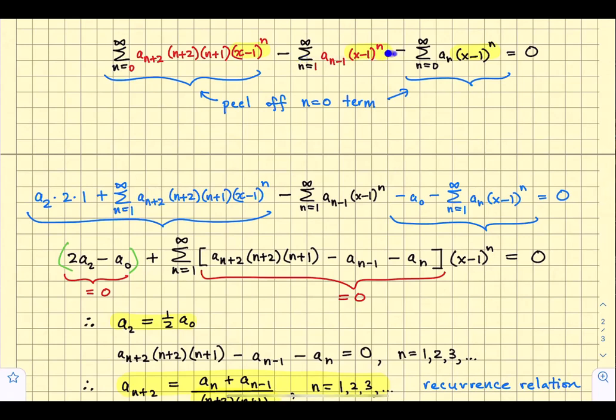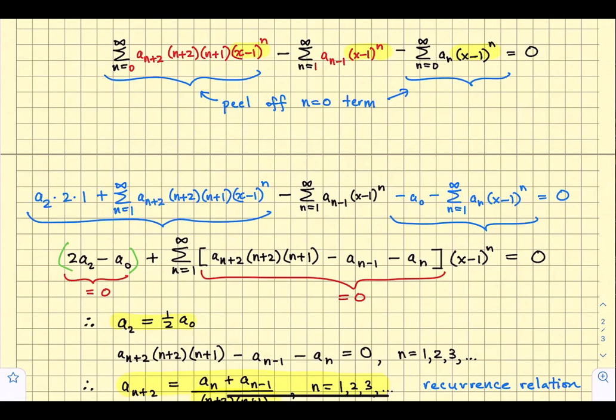Here, we are going to leave this alone. Here, we need to peel off the n equals 0 term, which would be a0 times x minus 1 to the 0. So that's just an a0. It does have a minus in front of it. So we have a minus a0 minus all the other terms. Now they start from 1 and go to infinity. And this equals 0 because that was the right-hand side of our differential equation.